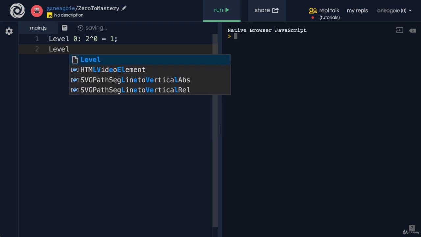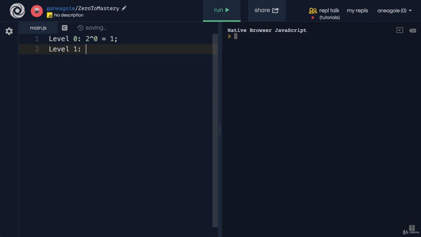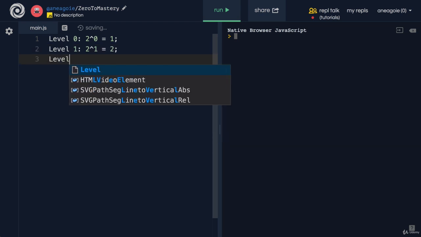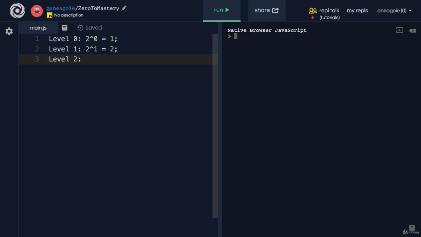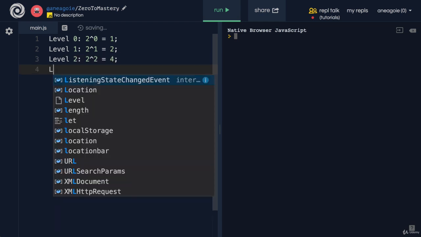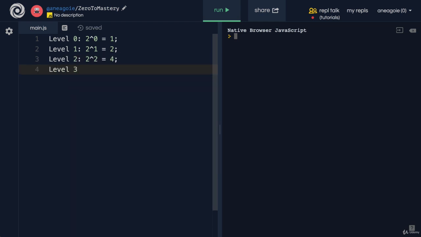If we go a level down and say, what about level 1? How many nodes do we have? Well, we have 2 to the power of 1, which equals 2. All right, let's keep going. What about level 2? How many nodes in total do we have on that level? Well, we have 2 to the power of 2, which is equal to 4. And then one last level, let's say level 3. How many nodes are we going to have in level 3 in a perfectly balanced binary tree? Well, 2 to the power of 3 is going to equal 8.